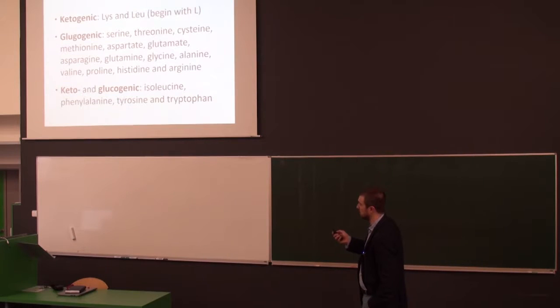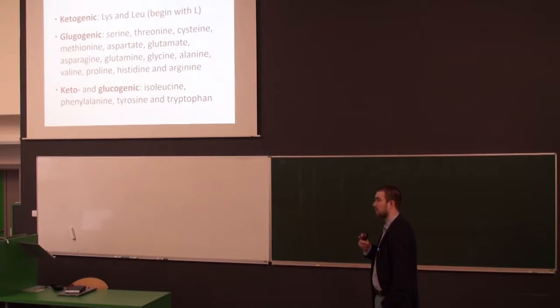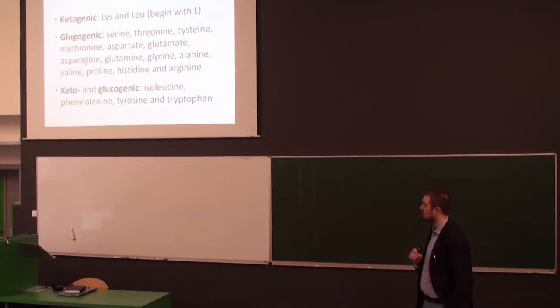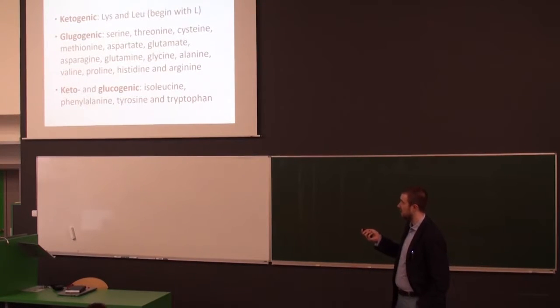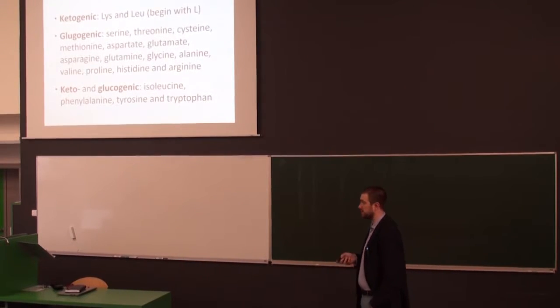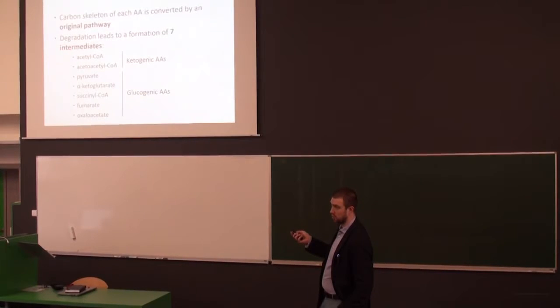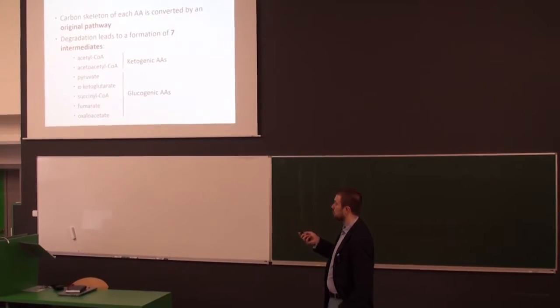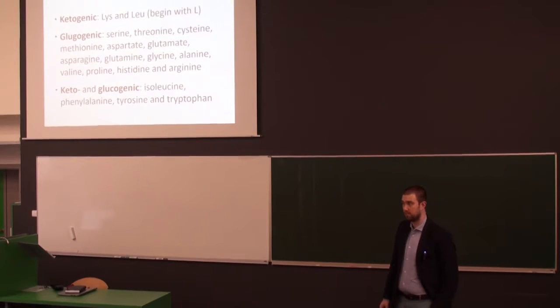Then as you see, the biggest group is the glucogenic, and then we have one special group for 4 amino acids, for all aromatic amino acids, and the amino acid leucine, that gives you 2 intermediates. One from this group and one from this group. And therefore we call them keto and glucogenic amino acids.